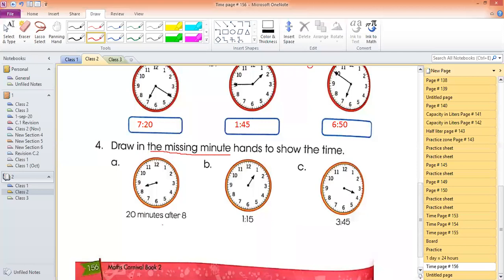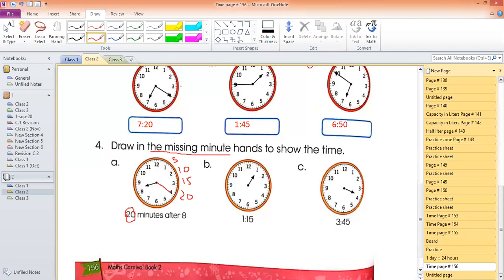Minute hand, 20 minutes after 8. Look, it is 8 o'clock. You have to write 20 minutes after 8 o'clock. So here, 0 minutes, 5, 10, 15, and 20 minutes is here at 4. So you will have to draw a minute hand here, which comes exactly at 4. So it will be 8:20. It is 20 minutes after 8 now.